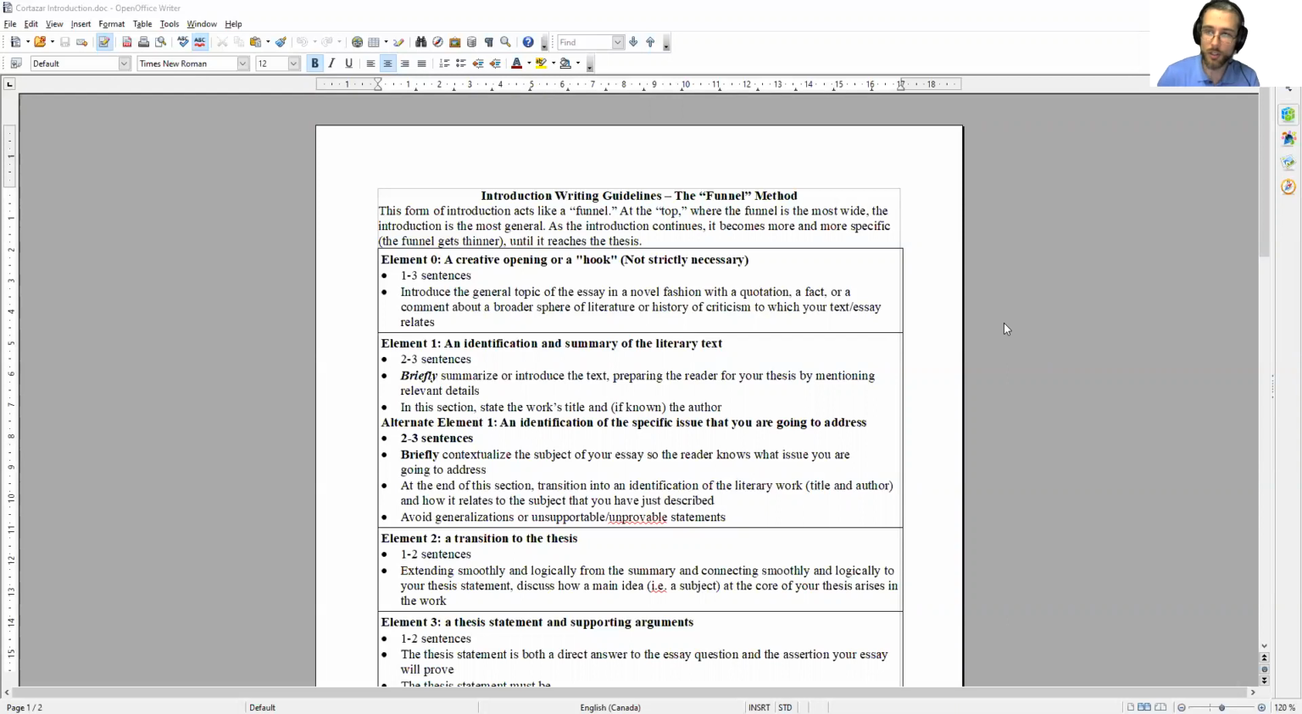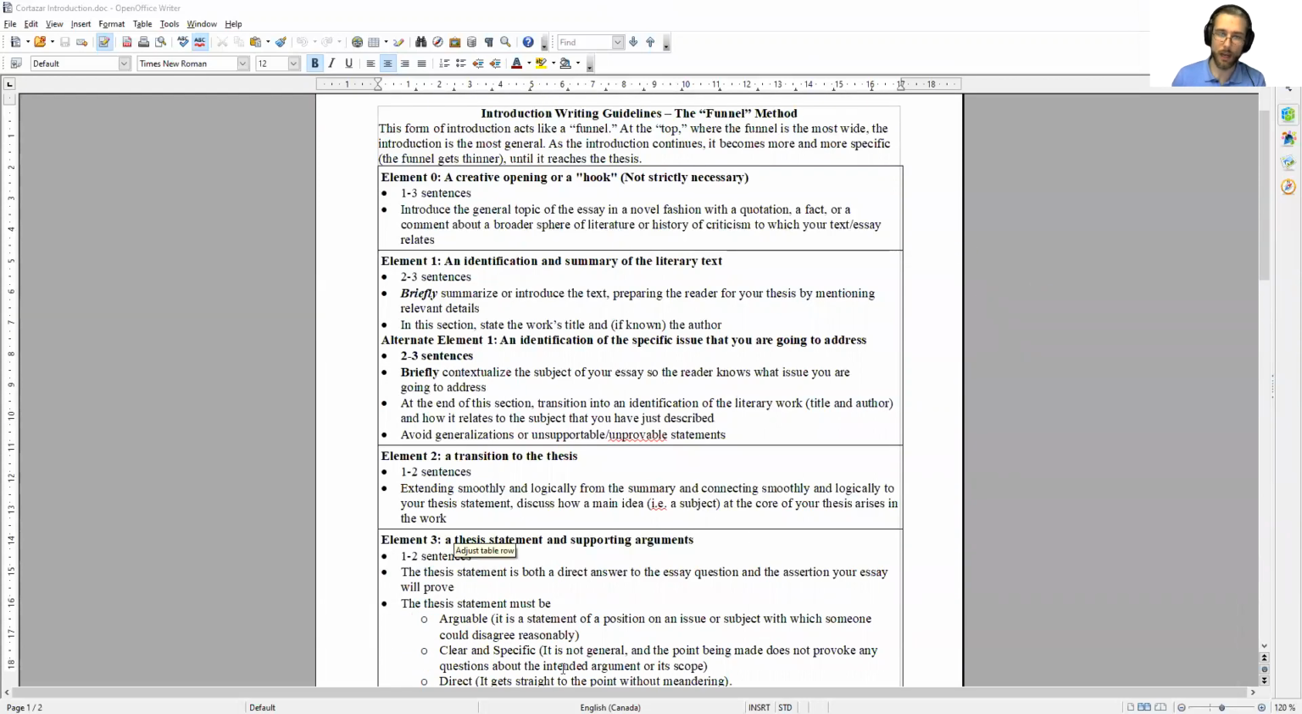In this handout that has also been posted on Omnivox for you to review, I begin by laying out this funnel method. The introduction is broken down into four key elements. Element 0 is a creative opening or a hook. You don't necessarily have to have one of those. Element 1 is an identification and summary of the literary text in only a few sentences. Element 2 is a transition to the thesis, where you connect the summary to the thesis in some logical way. And then element 3 is the thesis statement and supporting arguments.